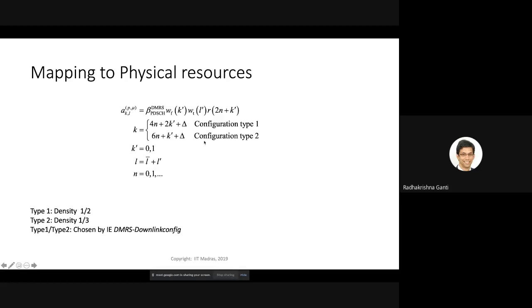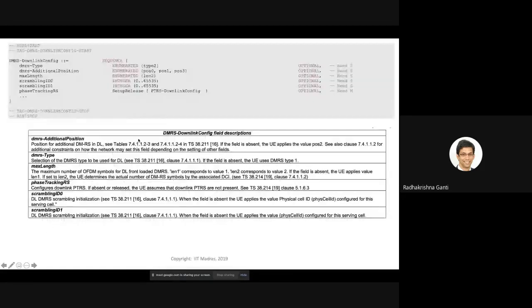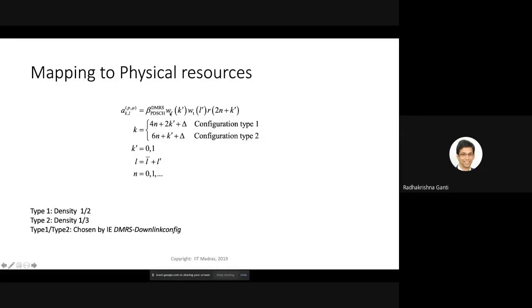So this mapping looks a little bit complicated, but it's actually pretty straightforward. I'll tell you how to look at this mapping. R of n is a sequence that you have generated. Remember, R of n is the pilot sequence that you have generated. Forget about this WF and WT. These are the CDM types. Forget about them for now. Don't worry about it. We'll come to this later. Forget about beta. Beta is a power scaling parameter. So let's just focus on this part and this part. You forget about these three parameters for now.